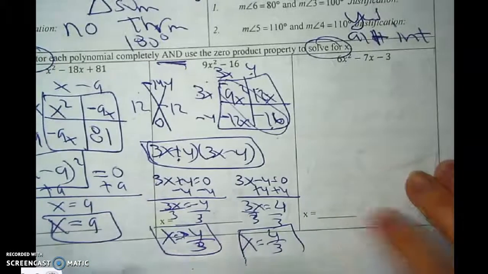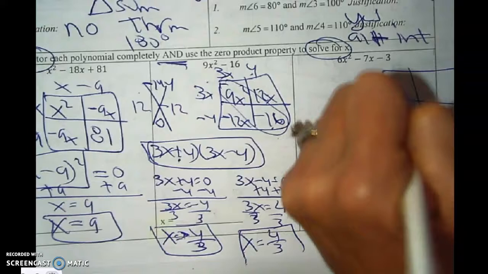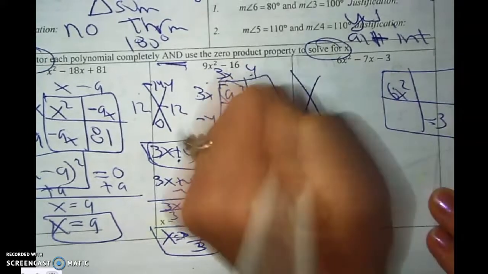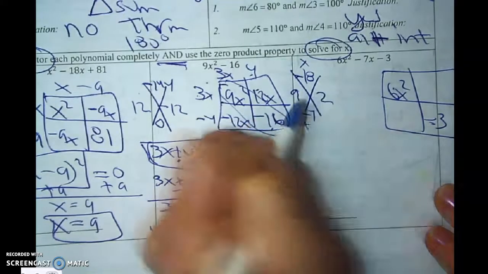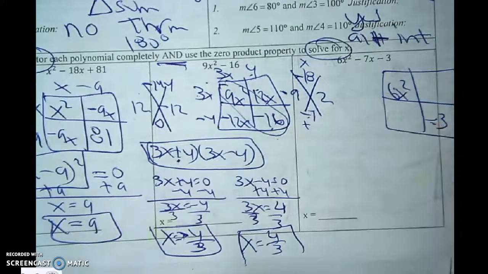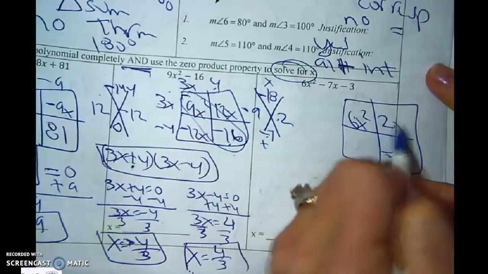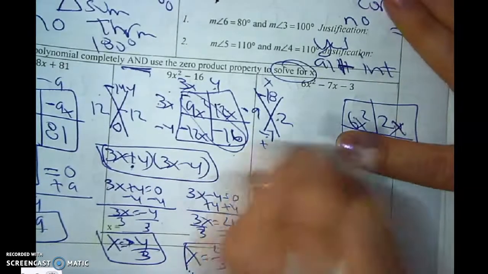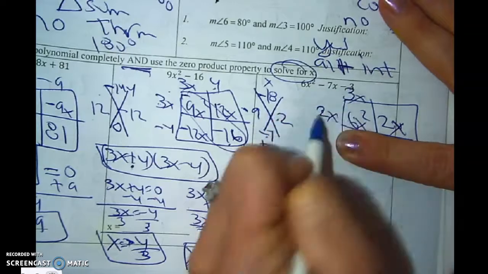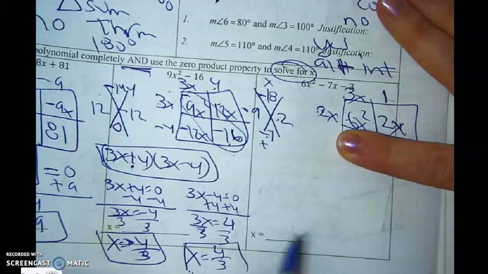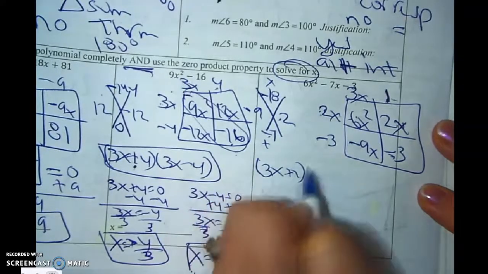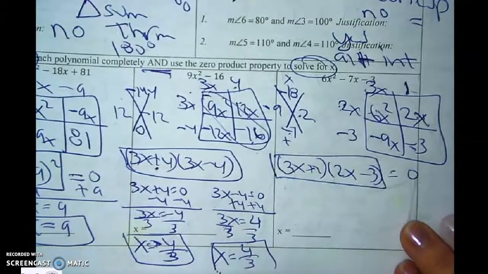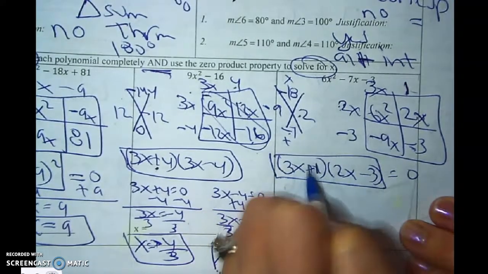All right, next one. Make your cute little box again. 6x squared, negative 3. This times this is negative 18. And negative 7. Two numbers that multiply to get 18 and add to 7 are 9 and 2. Since this is negative, the bigger guy's negative. I'm going to put the positive with the positive and the negative with the negative. I can take out a 2x. 2 times 3 is 6, and 2 times 1 is 2x. 1 times negative 3, done. 3x plus 1, 2x minus 3 equals 0. Oops, that's the factor. Now I'm going to set each of them equal to 0.